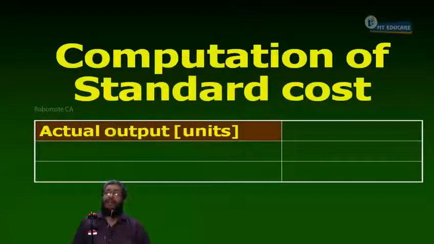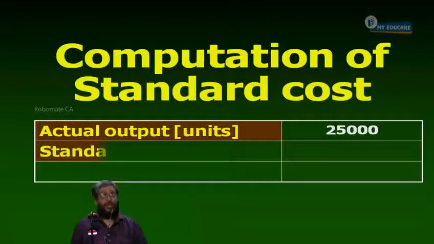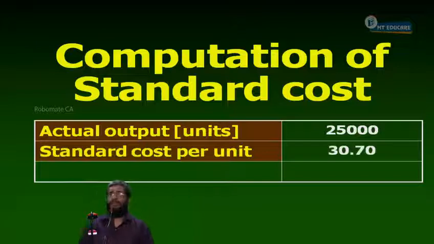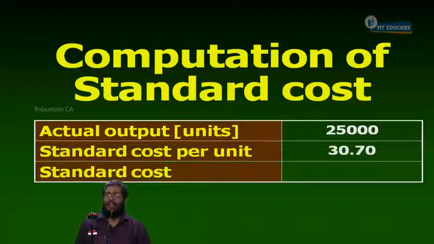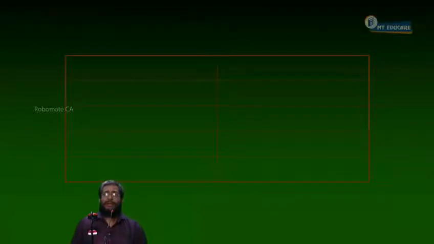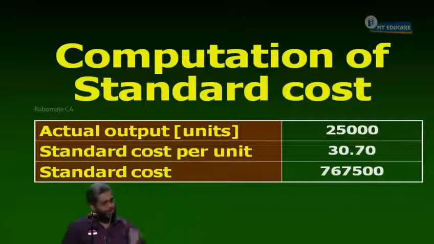Now I require for my reconciliation the standard cost. Tell me what is the actual output? 25,000. What is the standard cost per unit? 30.7. What is the standard cost? 7,67,500. Everybody following what I am saying or not? Okay. Now, I just want you to do one thing for me. Please, what is standard cost now? 7,67,500. You calculated all the variances now.